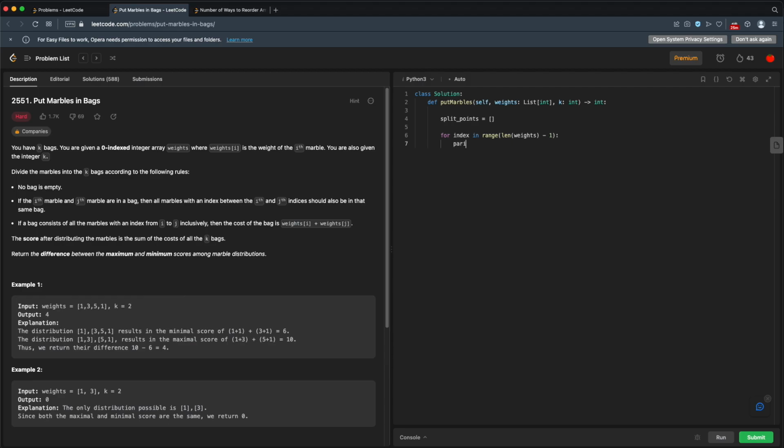So our pair here, or our point value, what do we call this? Split cost? I'll do that, yeah. That'll just be equal to the weight at this index plus the weight at the next index. All right, and we'll just add this to our split points here.